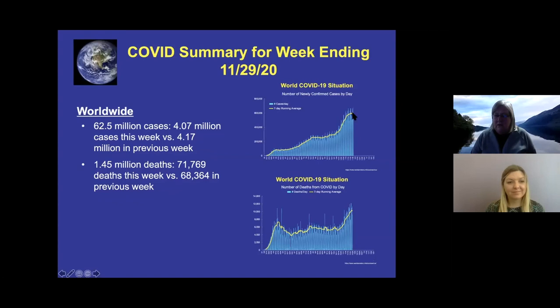Worldwide, we do see a smaller decrease. So the United States is about a fourth of the world's cases. So if the United States was just celebrating Thanksgiving and has a delay in reporting, it's going to be reflected to a smaller degree in the world. And you see that here, 4.07 million cases this week versus 4.17 million in the previous week.